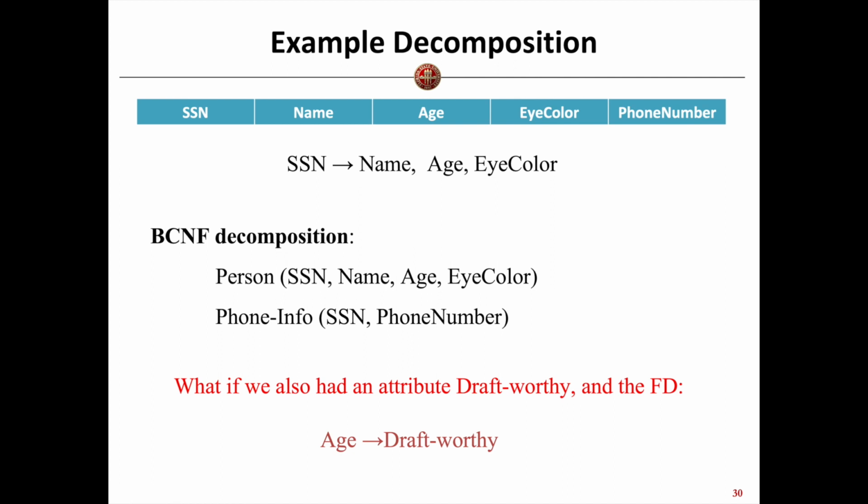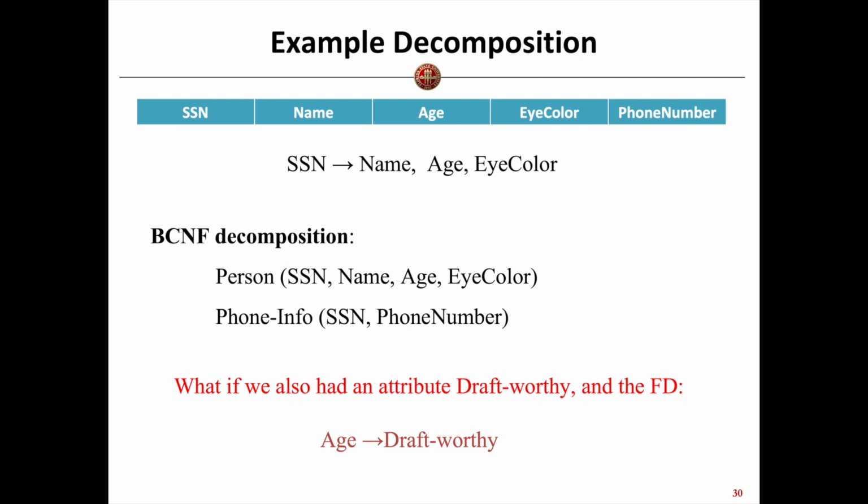So this is to do the decomposition for the relation as shown here. Let's assume we have another attribute in the original relation besides SSN, name, age, icon, and phone number: draft worthy. At the same time, we have one more FD, which is age implies draft worthy. Then how can we do the decomposition?